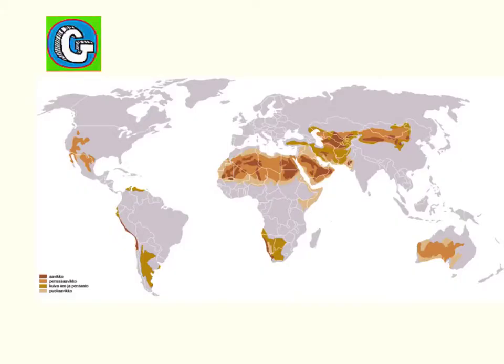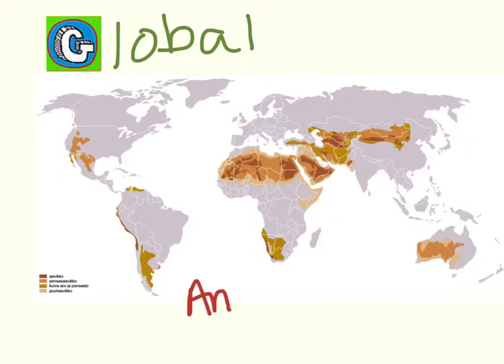Skipping ahead to G, G is for global because deserts are found all over the world. In fact, they're on every single continent. Well, that is if you count Antarctica as a desert, which, since it gets less than 10 inches of precipitation per year, it should count as a desert. Some people consider it the polar climate, though, and don't call it a desert.